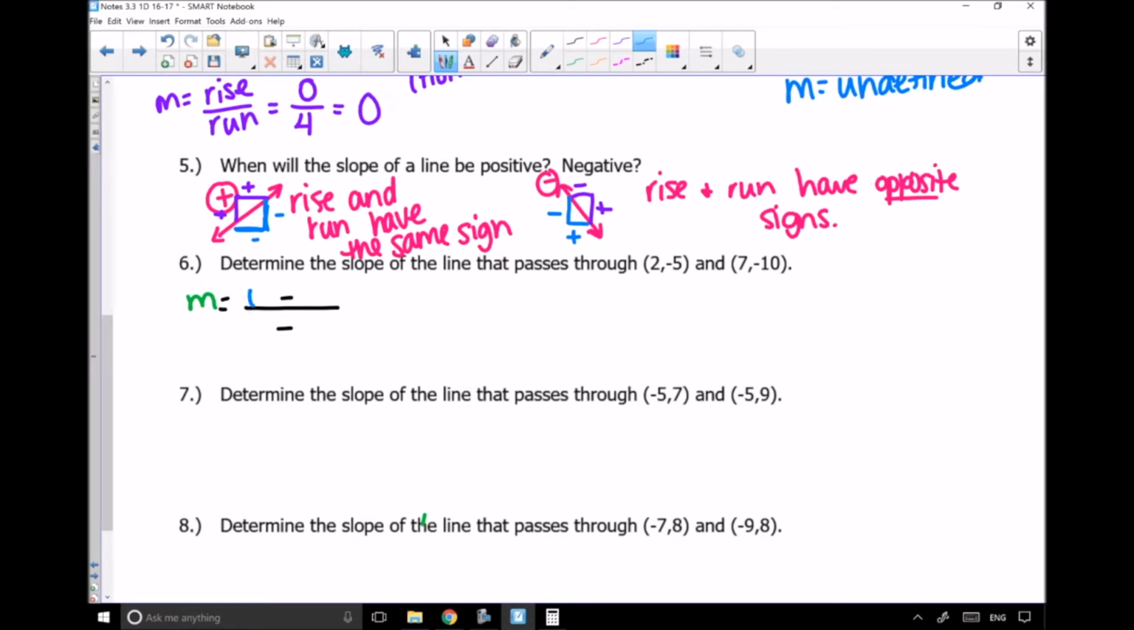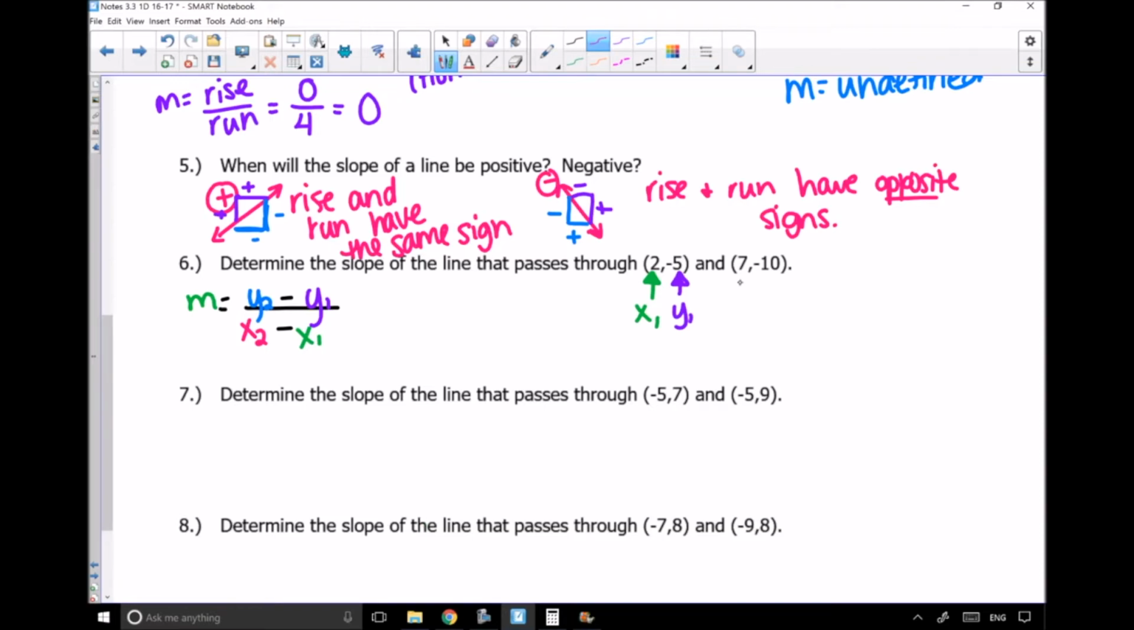So we'll say y2 right here minus y1 over x2 minus x1. When I look at my point right here, this 2 that I have right here is my first x value. So we call this x1 because it's my first x value. Since that one's my first x value, then this -5 has to be my first y value. So I have to call this y1.